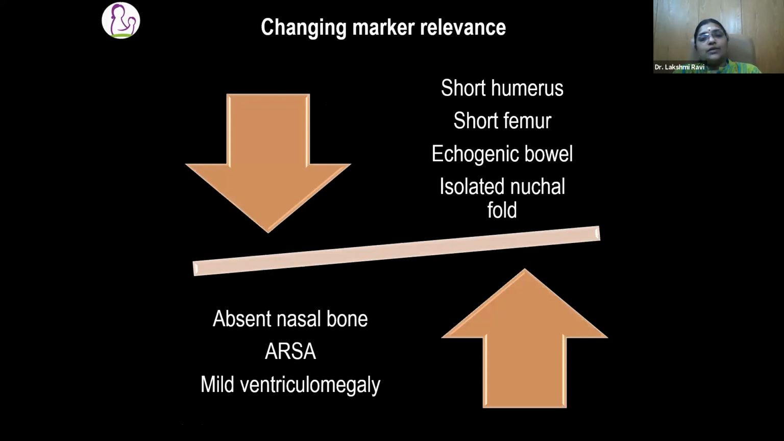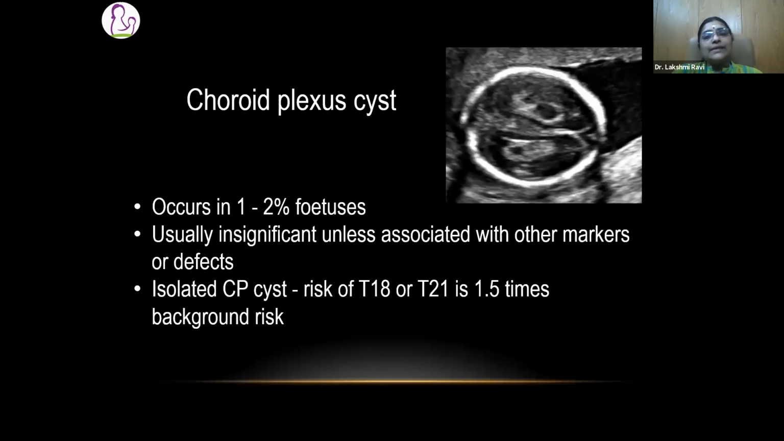So you have to understand changing marker relevance. Short humerus, short femur, echogenic bowel, isolated nuchal fold, when present as an isolated marker, the value for predicting Down syndrome is low. But when you have absent nasal bone, ARSA or mild ventriculomegaly, then even if it is isolated, the presence of the marker does change the risk ratios for the woman. Now I'll take you towards other markers like a choroid plexus cyst.